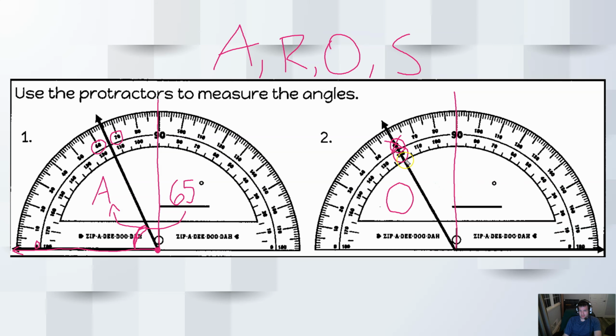Now, if you're having a hard time reading, you can start at the 0. You're always starting at the 0, wherever that bottom ray is, and count 0, 10, 20, 30, 40, 50, 60, 70, 80, 90, 100, 110, and 120. So this would be 120 degrees, which should make sense to you because it's an obtuse angle measurement.